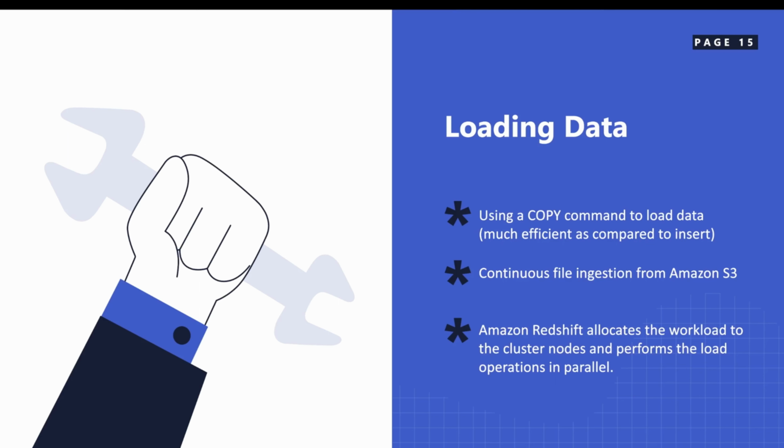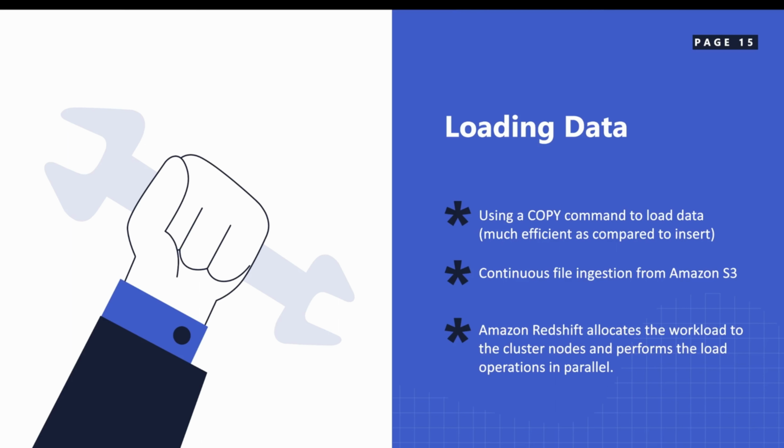To perform loading in Amazon Redshift, there is one powerful command, which is the copy command. We use the copy command to load data, and it is much more efficient as compared to insert. We can try to perform some insert queries in the table, but the copy command is much more efficient than insert queries. That's why we use it to transfer data from the data lake to the data warehouse. And we can also perform continuous file ingestion from Amazon S3.